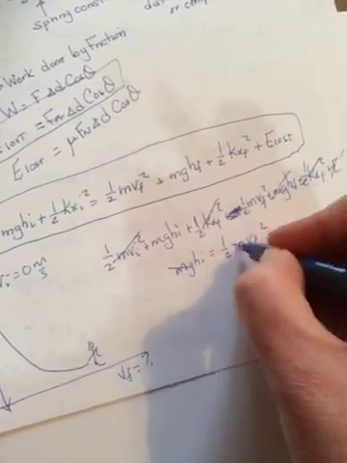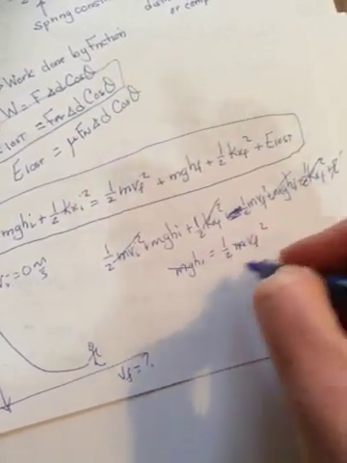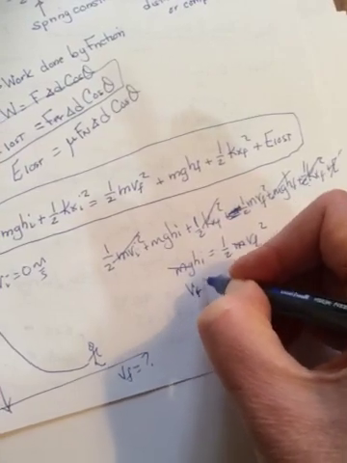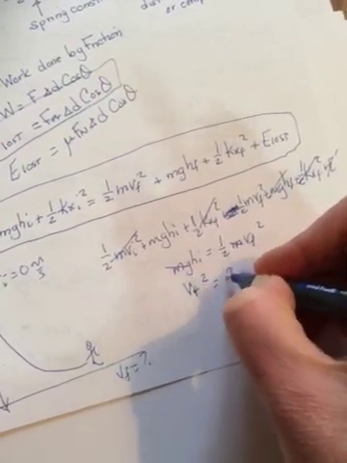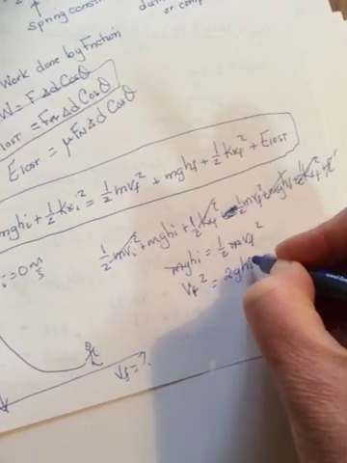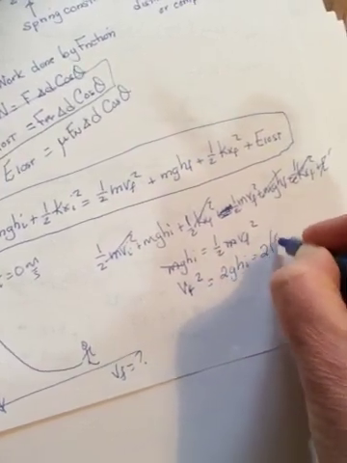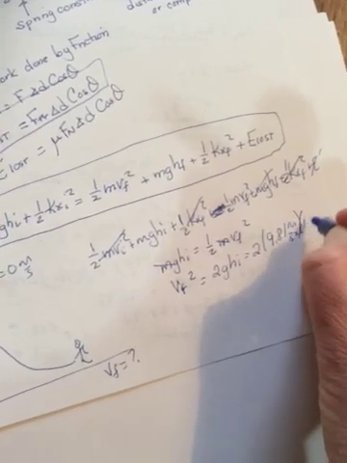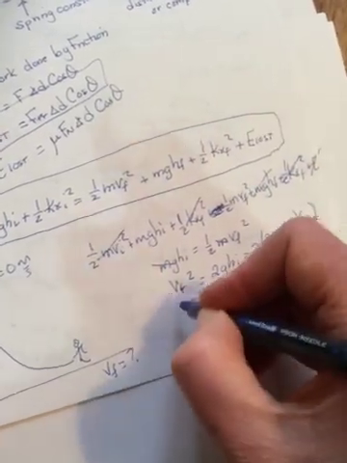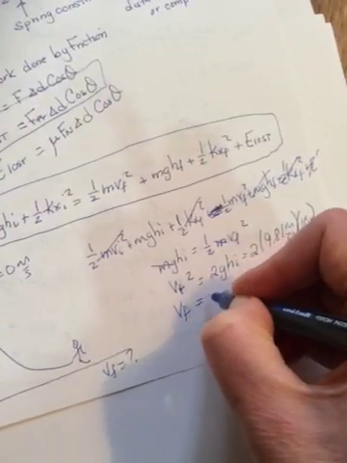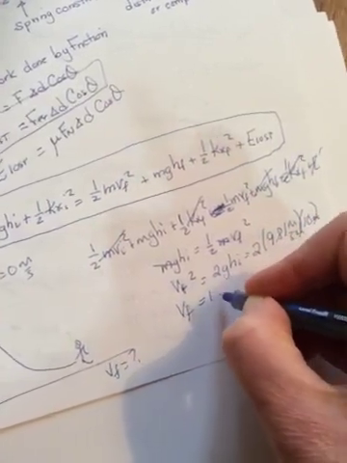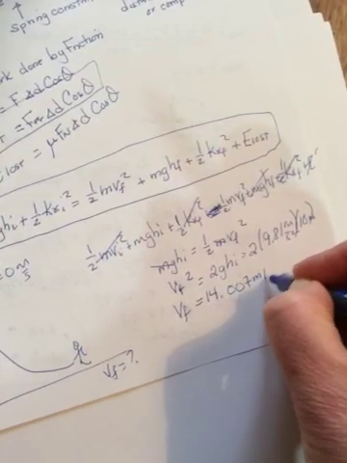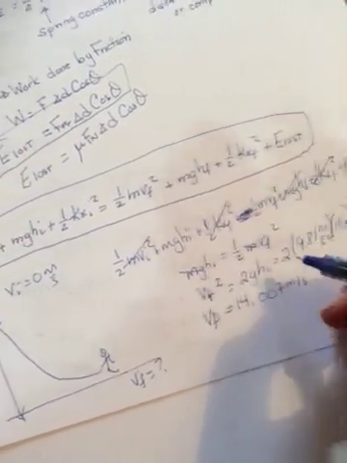The m's will cancel, and we're looking for the speed at the bottom. Multiply both sides by 2. So v final squared will equal 2 g h initial. 2 times 9.81 meters per second squared times 10 meters. Don't forget to take the square root, and when you do, you get 14.007 meters per second. Okay?